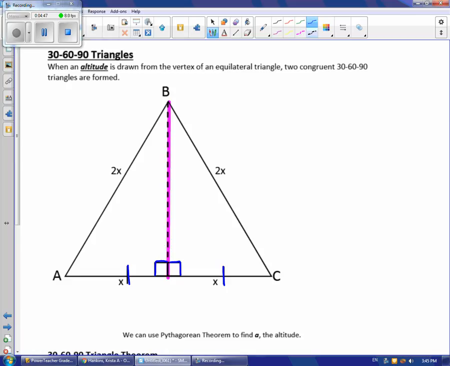Now, if each side is 2x, I just gave it an arbitrary value, this altitude is going to split the base into x and x, so the whole thing adds up to 2x.